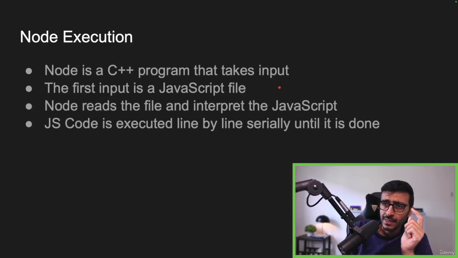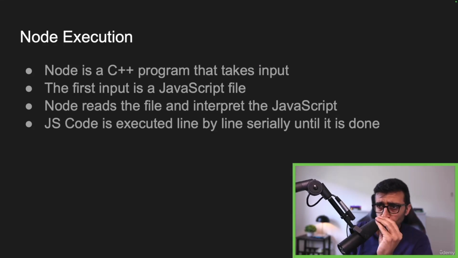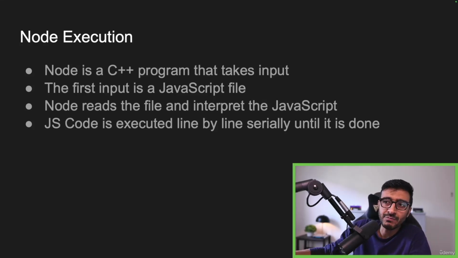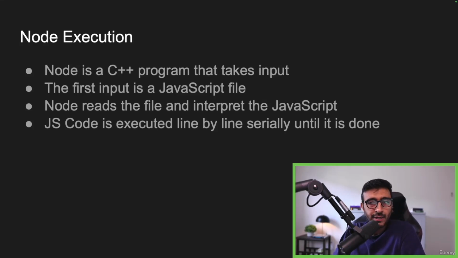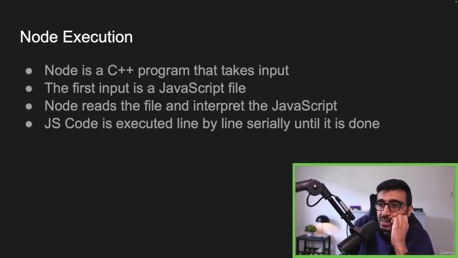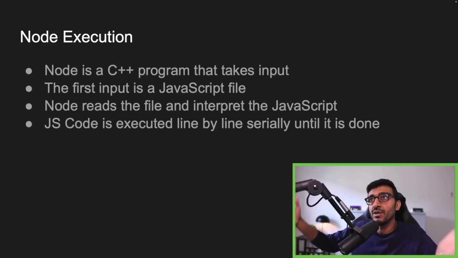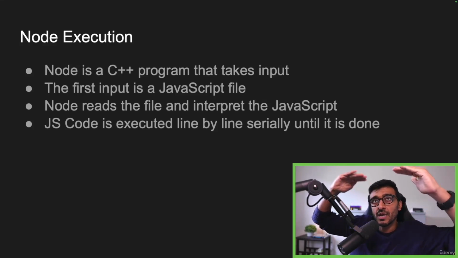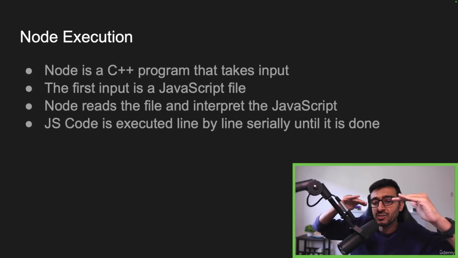So Node.js execution. Node is a C++ program, right? As we talked about it. It takes an input, and that input happens to be a JavaScript file that is later interpreted by the V8 engine, which is linked with the Node executable, as we talked about. And it just reads and interprets this, executes this line by line. That's what it does. So if I have an input that's JavaScript and I execute it one by one, and I just follow the functions.